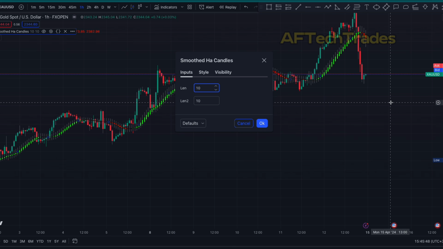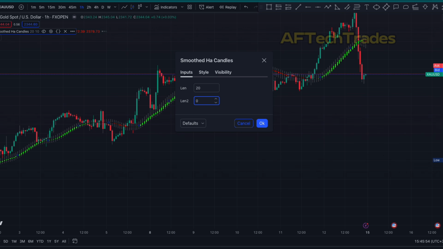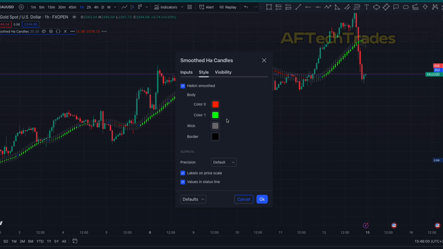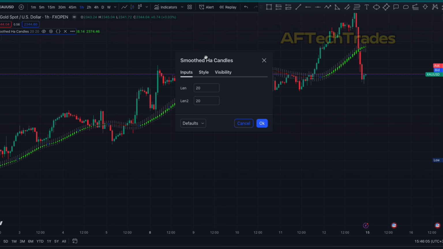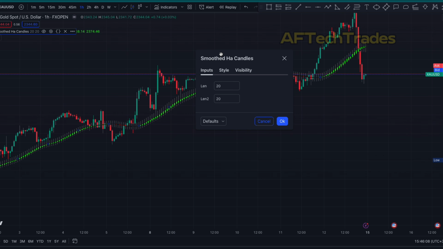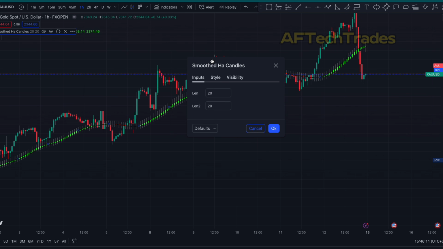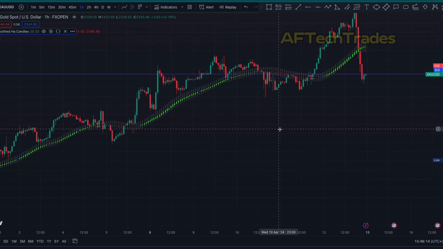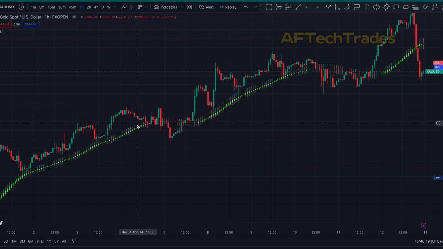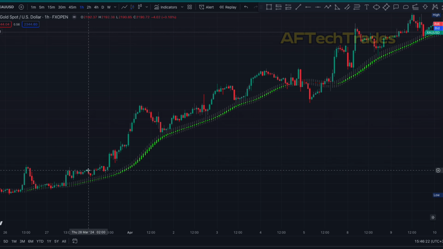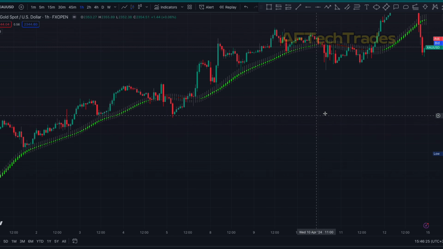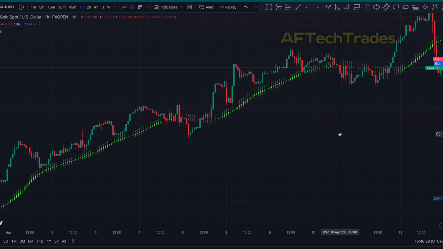The length, we want to change the length to 20, and the second length, length 2, we want to change to 20 also, and the style we will leave just like this. Why we are changing these inputs is to get a more accurate signal and reduce the noise, right? So we'll click on OK. Now you can see how this indicator is smoothing the whole market.